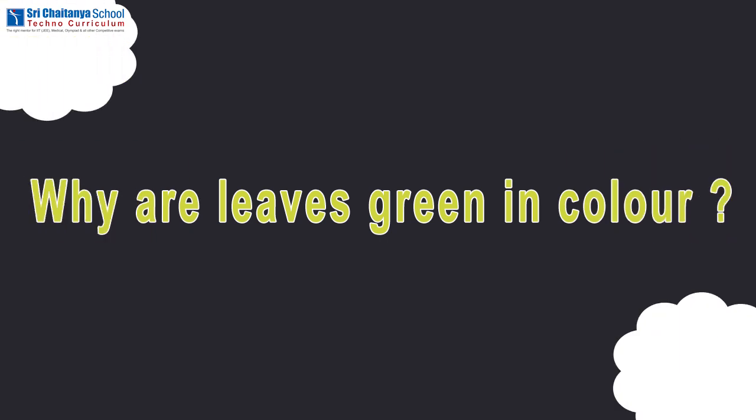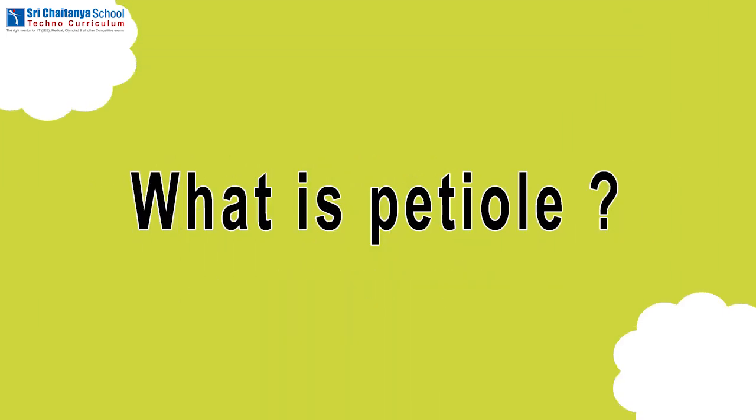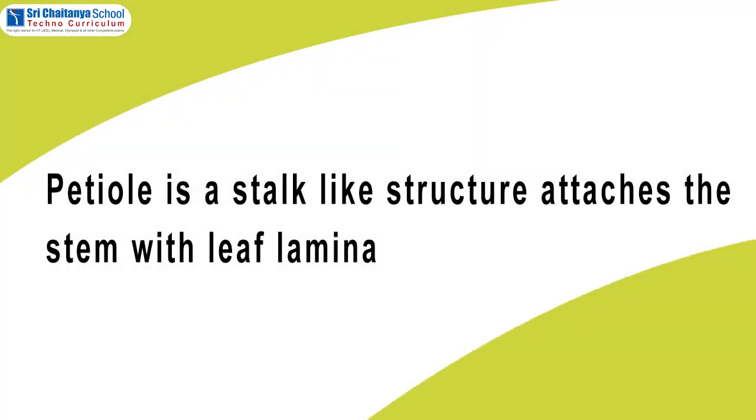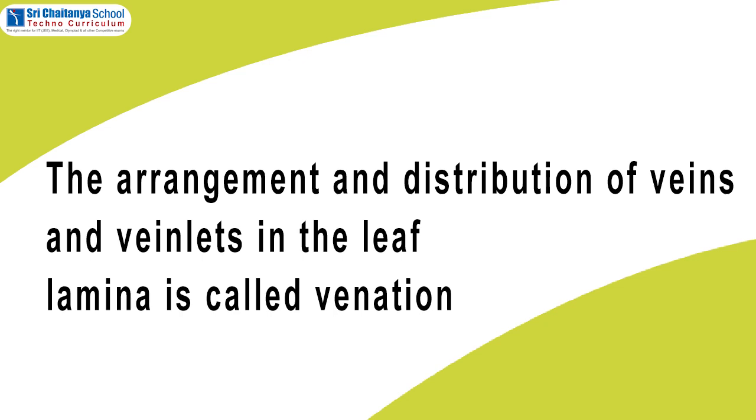Why are leaves green in color? Anyone answer this question? Leaves are green due to the presence of green pigment called chlorophyll. What is petiole? Can anyone answer? Petiole is a stalk-like structure attaching the stem with the leaf lamina. Finally, what do you mean by venation? Guess the answer. The arrangement and distribution of veins and veinlets in the leaf lamina is called venation.